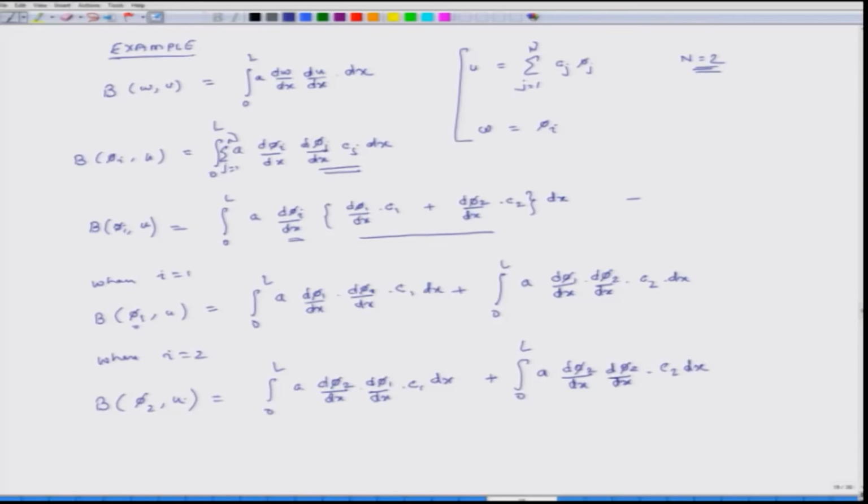Okay. So, I am getting 2 equations. One is for B of phi 1, u and the other one is B of phi 2, u. And now I identify these things. So, what I do before I move this: C1 is a constant, but it is unknown. So, I move it here outside the integral sign.